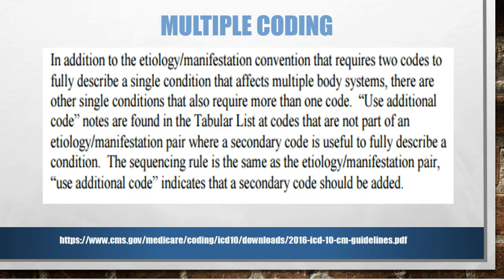Now let's talk about multiple coding for just a moment. Sometimes you may need to code more than one code to describe a condition or disease. Please note that you will see in your ICD-10 manual a statement that says use additional code. When you see that, that means that you have to use more than one code to describe the diagnosis or diagnoses. Please note that the secondary code must be added to code appropriately.